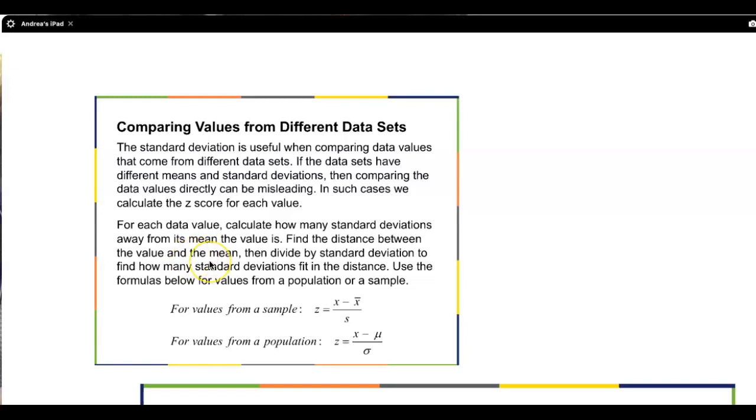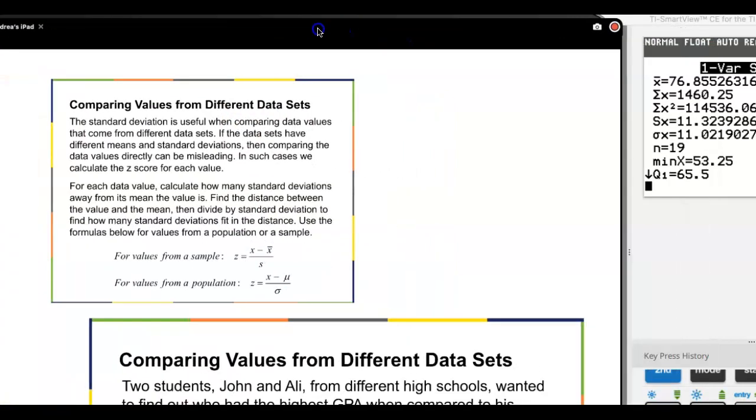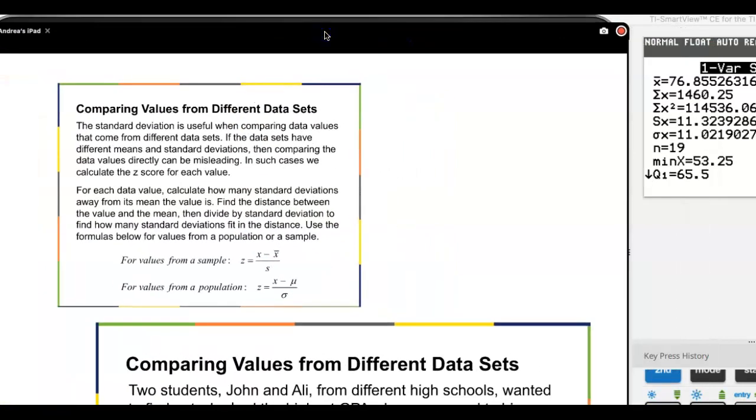And this distance is divided by the standard deviation to find out how many standard deviations are in the distance. So here are the formulas for this. They're actually called z-values, and we're going to use these a lot when we get into chapter 6. Our formula for a sample is really called a standard normal variable. We'll talk about that later in chapter 6.